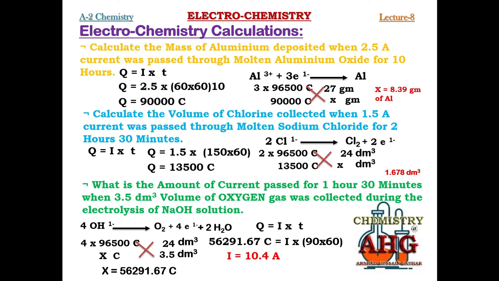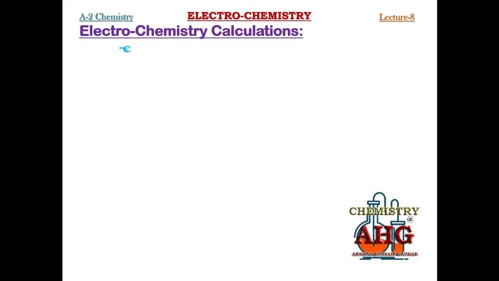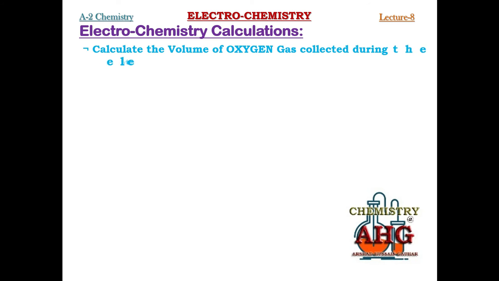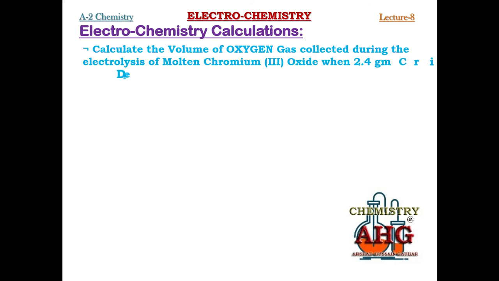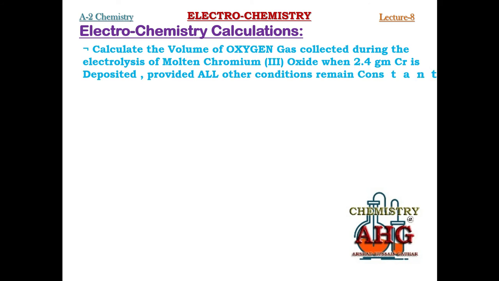Okay, let's try some more questions. In this question, you have been asked to calculate the volume of oxygen gas collected during electrolysis of molten chromium(III) oxide when 2.4 gram chromium is deposited. Now in this case all other conditions remain constant, but you can see no current is given, no time is given. So how can you solve this question? You can start from a balanced chemical equation. I can show you 2 different methods by which you can solve this numerical problem.